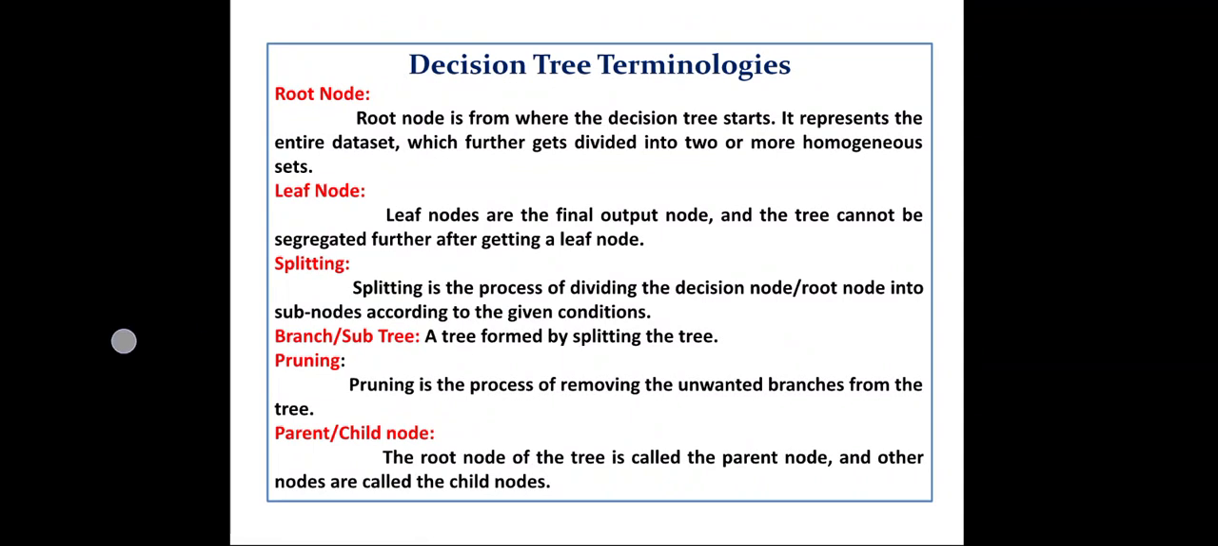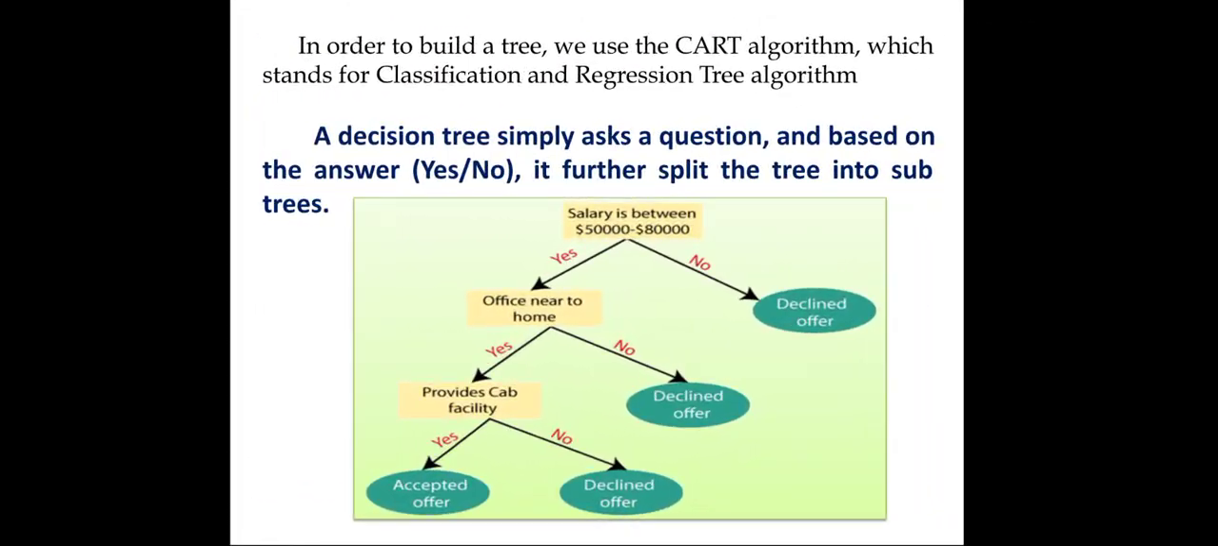Okay, then see, for example, this is one of the best examples for a decision tree. Here we are going to use the CART algorithm, that means classification and regression tree algorithm. It's a generalized example. See, there is a problem. That means if you have one offer letter in your hand, whether you are going to accept that offer or not.